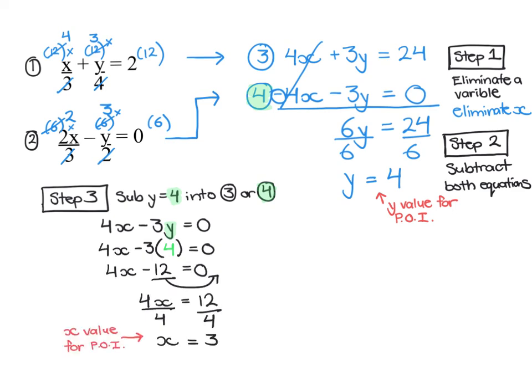And this right here is your x value for the point of intersection. Now that we have the x and the y value, let's write the solution. So therefore, the solution is (3, 4), close the bracket. And right there is your final answer.